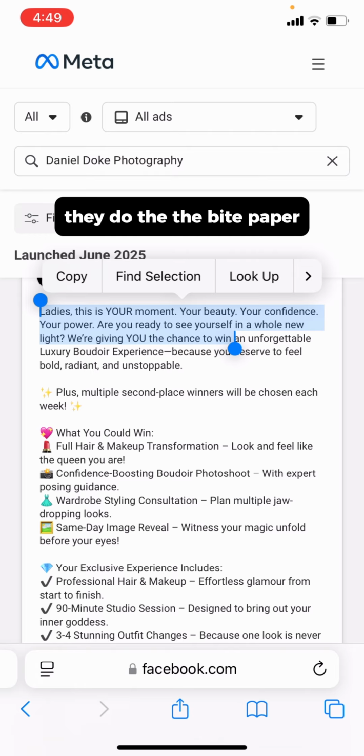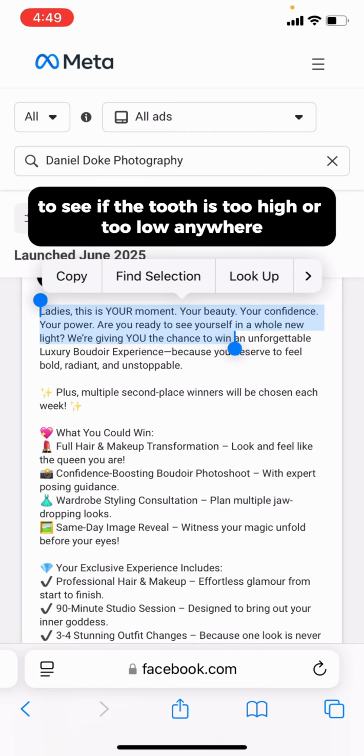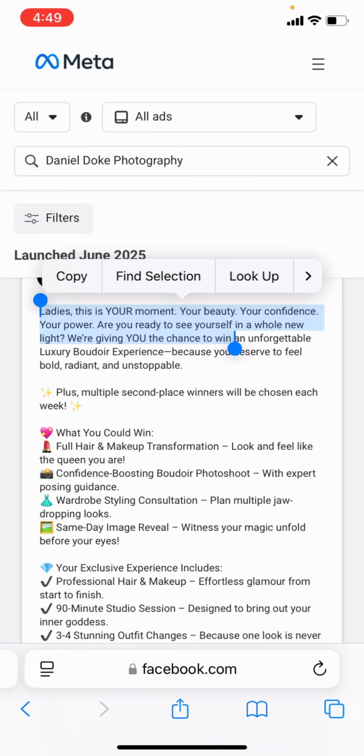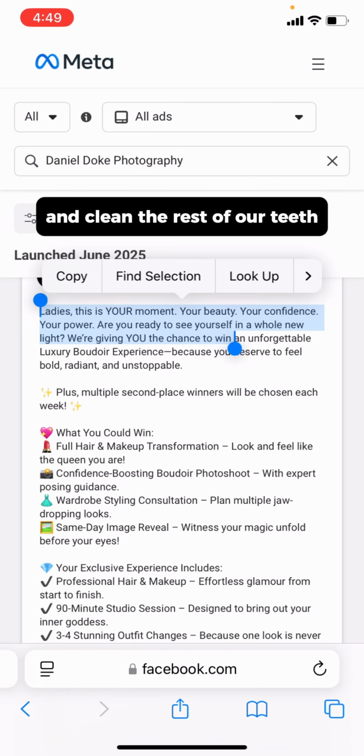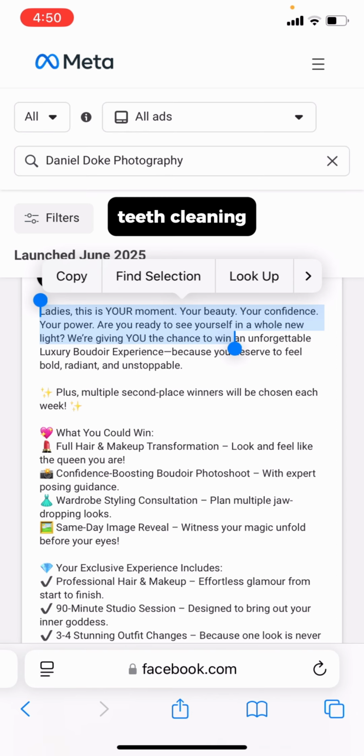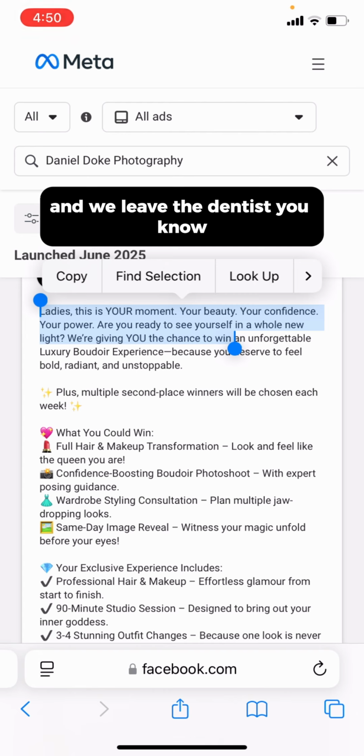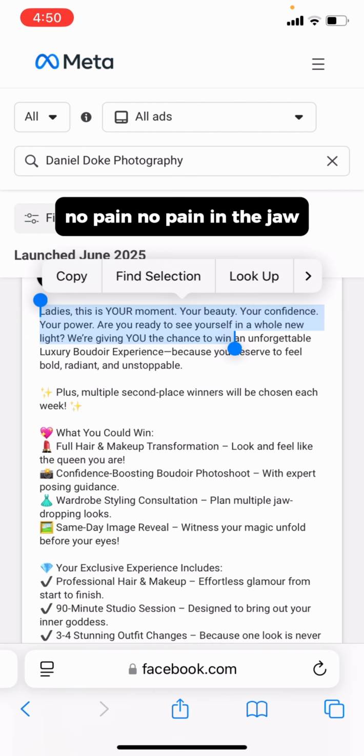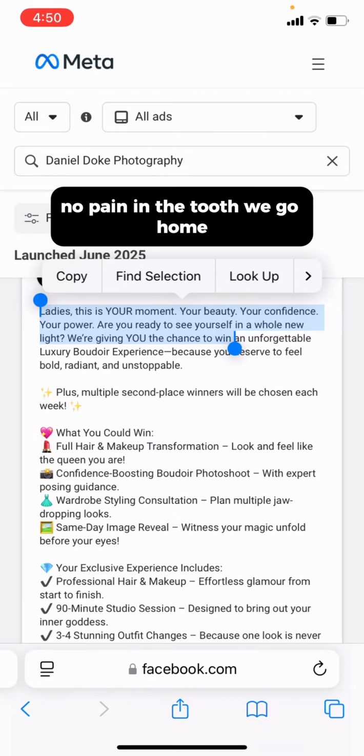to harden it, they do the bite paper to see if the tooth is too high or too low anywhere, and clean the rest of our teeth. Kind of our normal checkup teeth cleaning, and we leave the dentist. Kind of biting the air, testing it out. No pain in the jaw, no pain in the tooth.